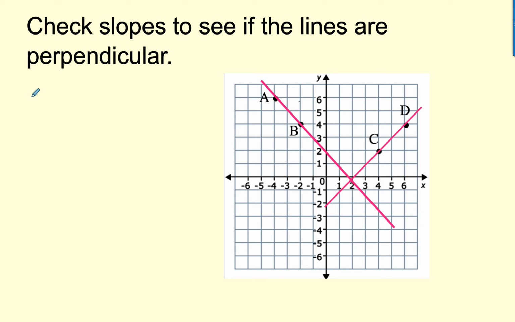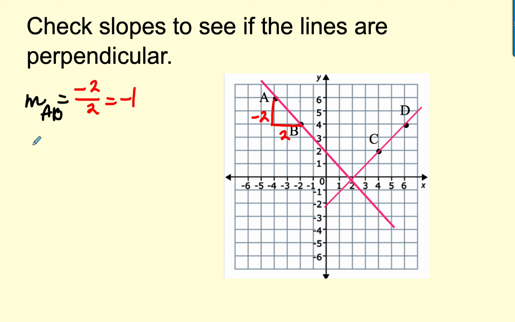I'm going to look at the slope of AB. Instead of using the slope formula, I'm going to use the graph to see if I can figure out what's going on. From A to B, I'm going down 2 units, and then I'm going over 2 units. So my answer is -1.